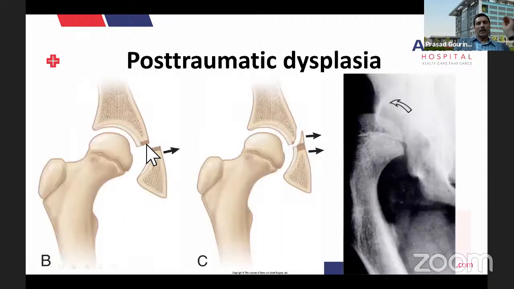As an example, a Salter 1 or Salter 2 injury to the triradiate cartilage can both have a growth arrest and develop acetabular dysplasia like this: a retroverted, deep, shallow socket.